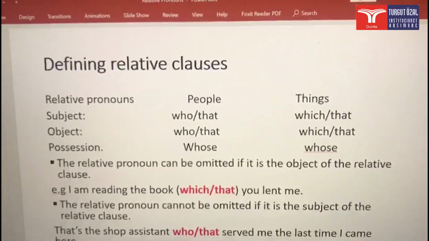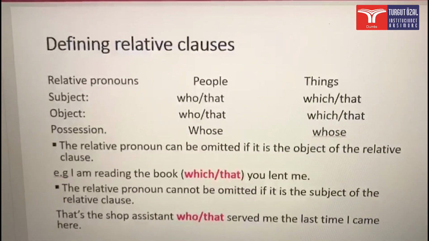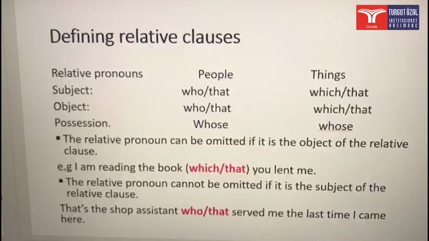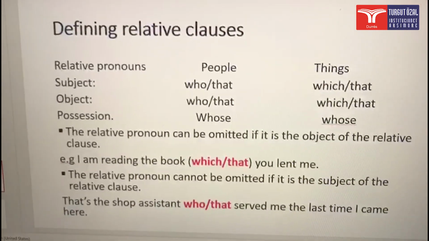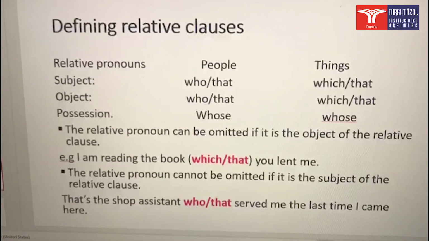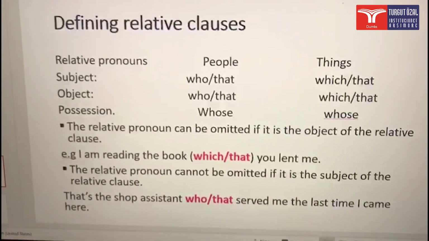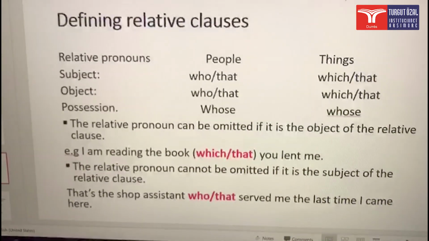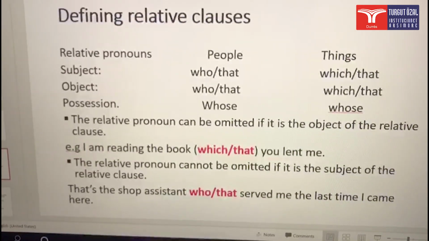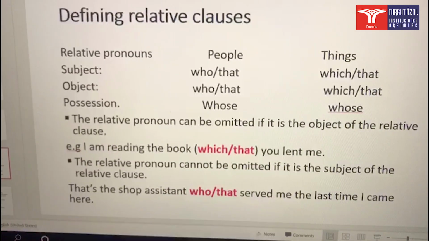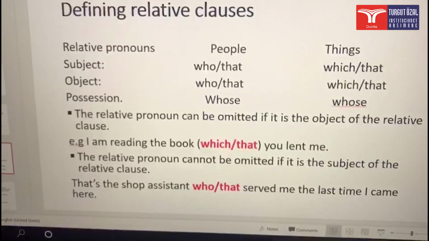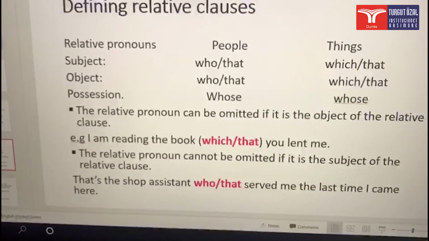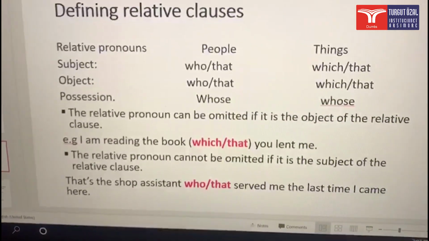So for defining relative clauses, the relative pronouns are, when it is the subject, for people who and that, for things which or that. When it is the object, who or that, for things which or that. And to show possession, for people whose, for things as well, whose. The relative pronoun can be omitted. Omitted means removed if it is the object of the relative clause.